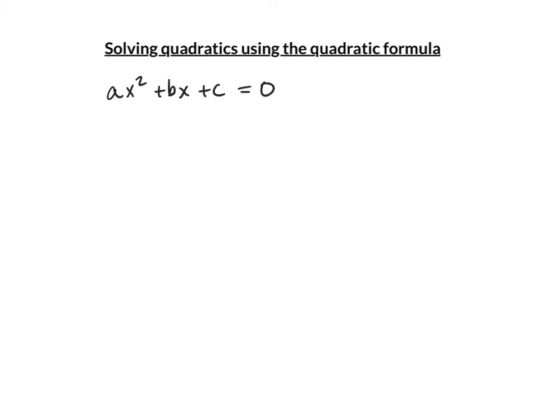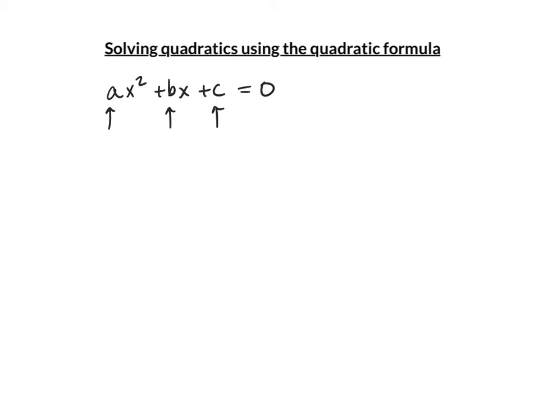Once you have it equal to 0, it must be equal to 0. A is the number in front of the x squared. B is the number in front of the x. And C is the number that's added after. Now notice A, B, and C, x is not part of that. It's the numbers in front of the x squared for A, in front of the x for B, and C is the number added.